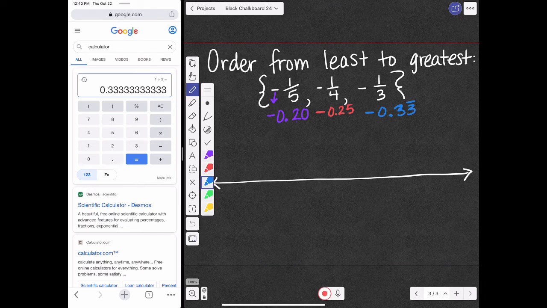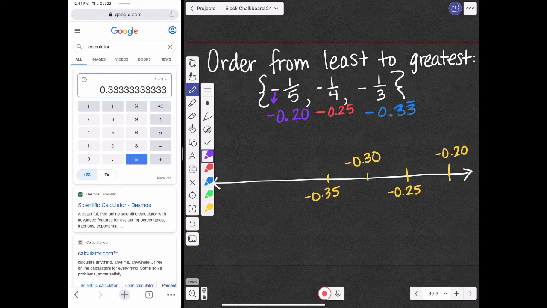All right, so now that everything is to the hundredths, I can compare them a little bit easier. So I'm going to start with negative 20 hundredths, and I'm going to write that right there. And then I'm going to count by increments of 5 hundredths, okay? So then it would be negative 25 hundredths. So after the negative 25 hundredths, then it's negative 30 hundredths, then negative 35 hundredths.